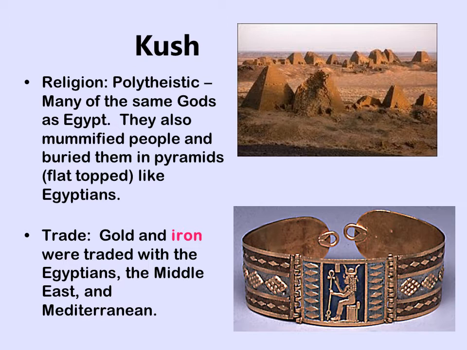And gold and iron are the two things they're going to trade the most. And they are going to trade with the Egyptians who helped them create their culture. They're also going to trade with the Middle East and the Mediterranean. It's not like they're going very far. They're right there kind of at that crossroads between all of these places.